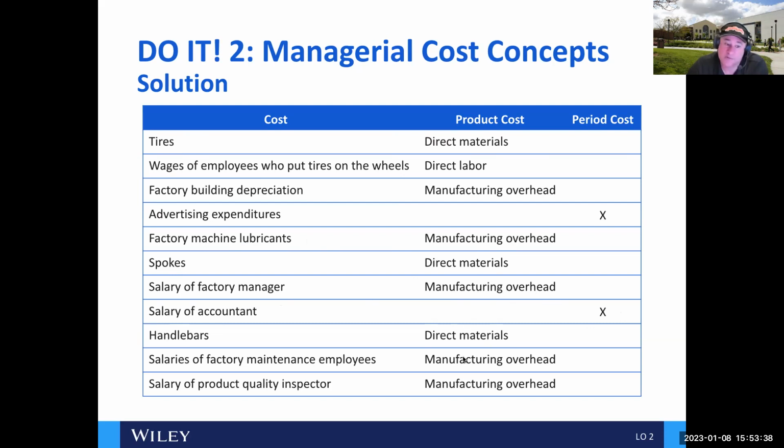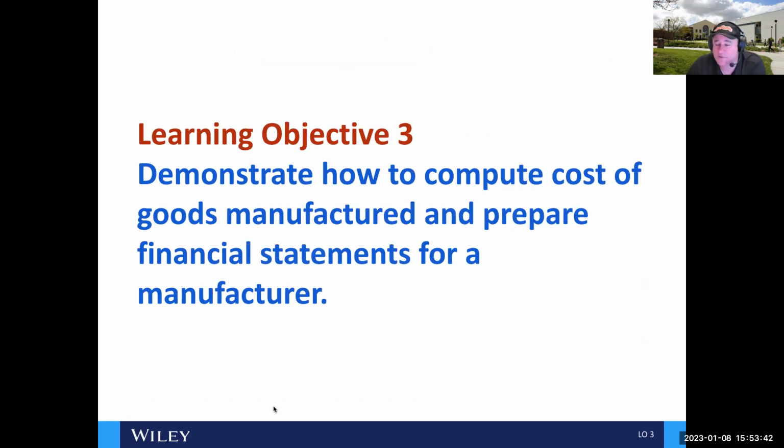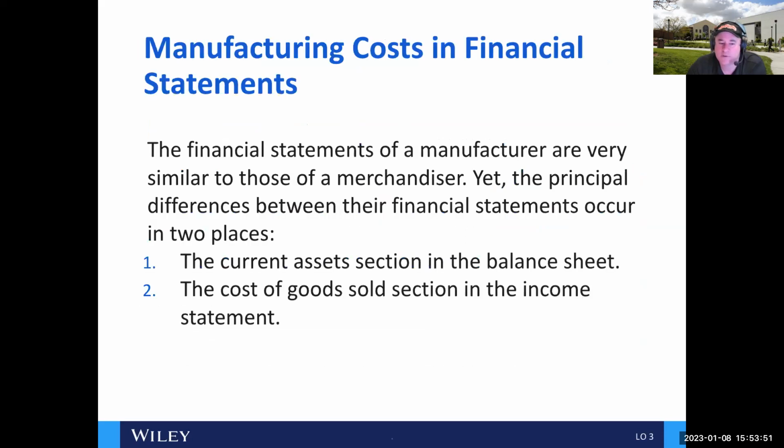Handlebars, direct material, salary of factory maintenance employees, and then the product quality inspector, that's all going to be manufacturing overhead. Okay, so how do you do a cost of goods manufactured and prepare financial statements for a manufacturer?